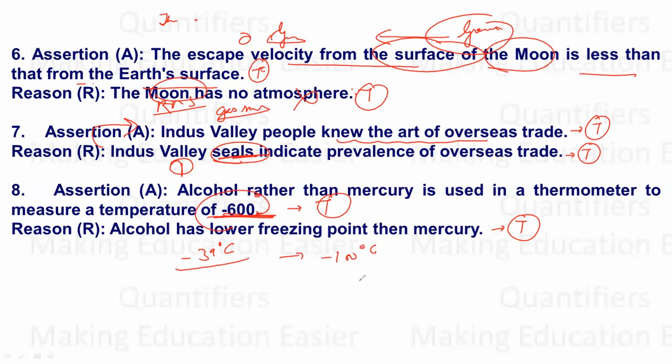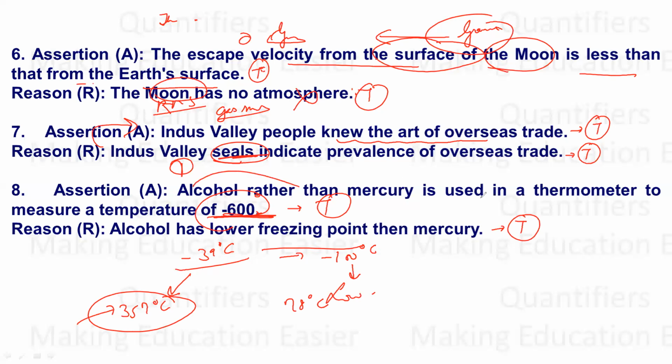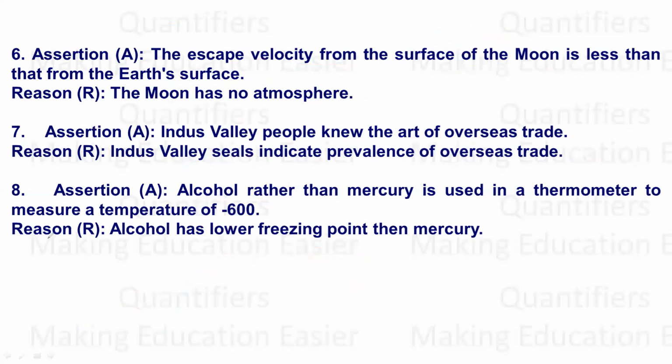Okay, so alcohol is used to measure lower temperature. Similarly, mercury boils at, I think, 357 degrees centigrade, while alcohol boils at 78 degrees centigrade. So mercury is used to measure high temperature, and alcohol has a lower freezing point than mercury. So both A and R are true, and R is the correct explanation. So that is the reason that alcohol rather than mercury is used in the thermometer to measure a temperature. So by this, we are done with the concept of assertion and reason, and I hope that you are able to get this concept.